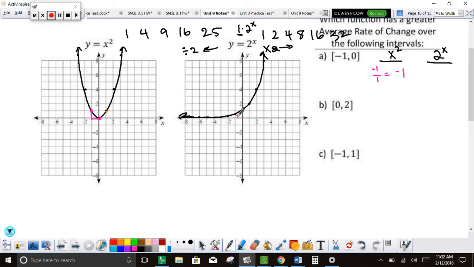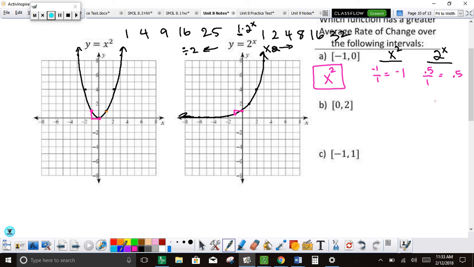On the exponential graph, at -1 here, at 0 here, from point to point, I go up how much? I go up 1/2 over 1, which would be 0.5. So which one has a greater average rate of change on that interval? The x squared has a greater average rate of change because 1 is bigger than half.